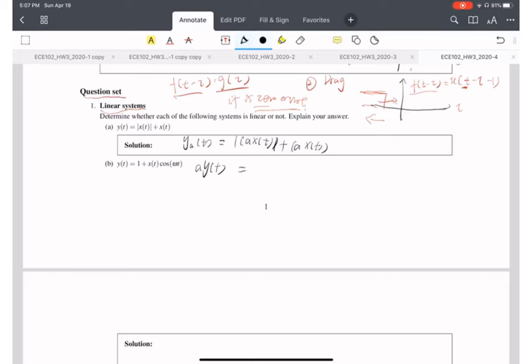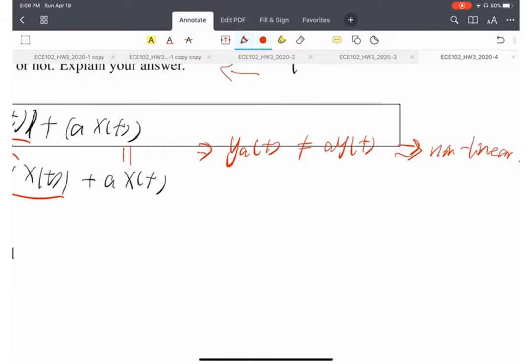is equal to a, plus a x(t). We can see that this part is equal to each other, but the first portion is different from each other. So y(ax(t)) is not equal to a y(t). The system is nonlinear because it fails the homogeneity.